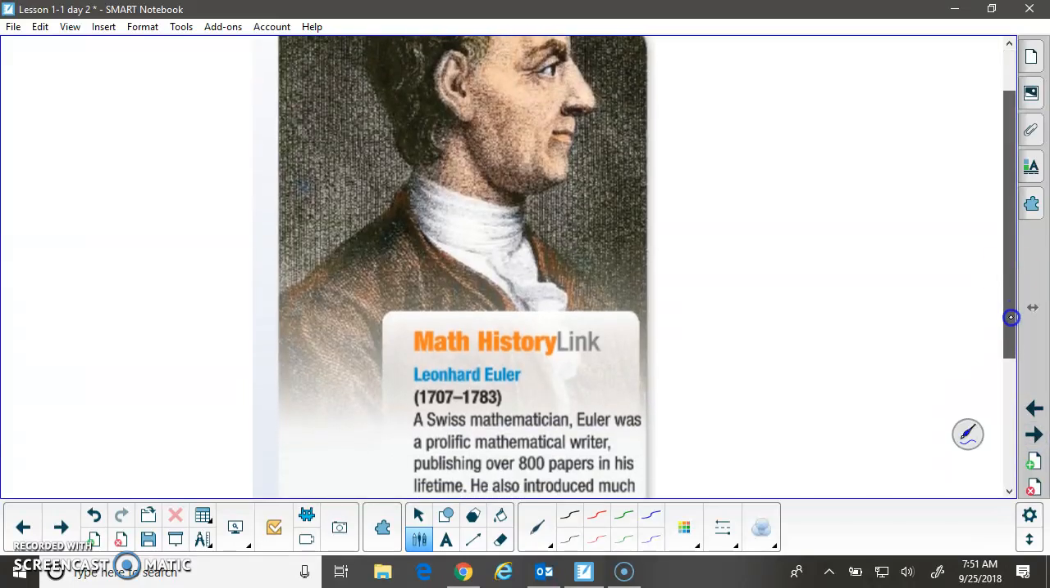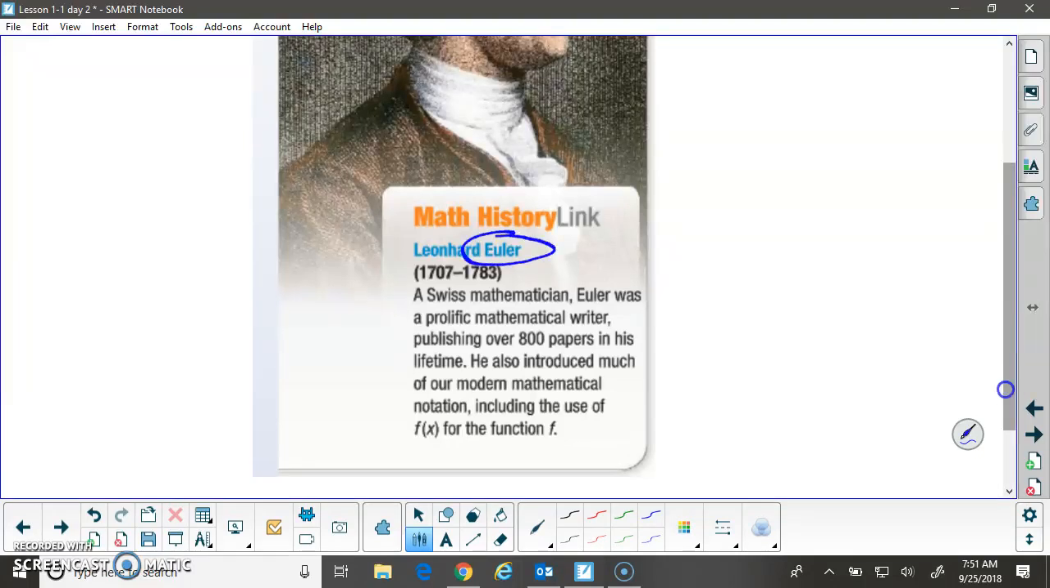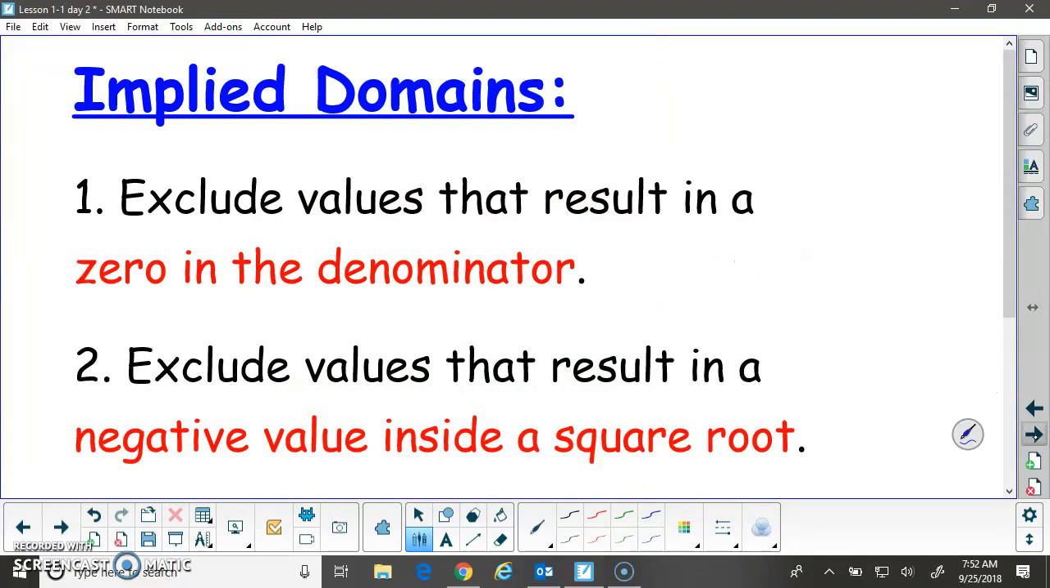Here's a famous mathematician named Leonhard Euler. His last name doesn't look like it'd be pronounced Euler, but it is. He's a Swiss mathematician, and he came up with a lot of things. Specifically, he came up with function notation, which we use all the time. He also invented the number e, which, if you remember from Algebra 2, is approximately equal to 2.718. We'll talk more about that number when we get to logarithms.